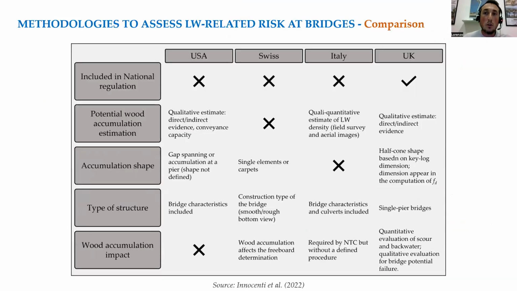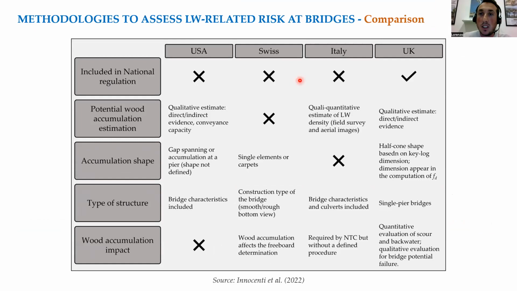So in order to compare these four cases that we consider, to highlight the differences, only in the UK there is the inclusion in the national regulation of something about the large wood accumulation at bridges. Also, in all the cases, we have only qualitative estimation, with the only exception of the UK that provides also a semi-quantitative estimation, only for the case of single pier bridges.